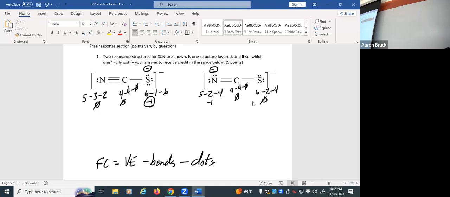So I've got 2 pretty good structures here. Formal charges are very limited. Only one atom has a formal charge, and that formal charge matches the charge of the ion itself. The question is, which one is better? Which one should that negative charge be on?